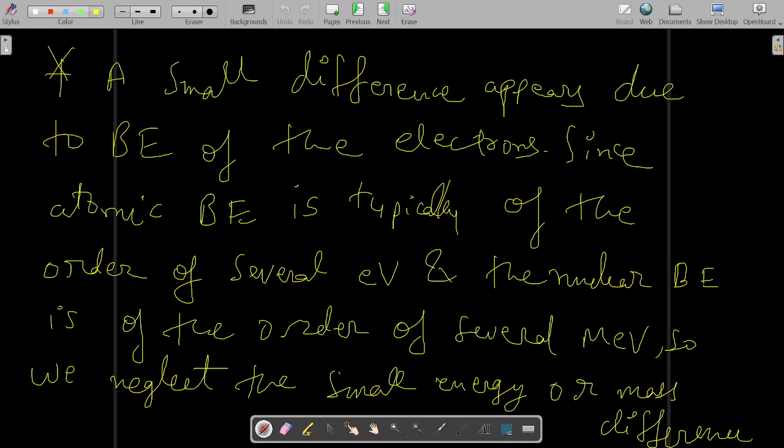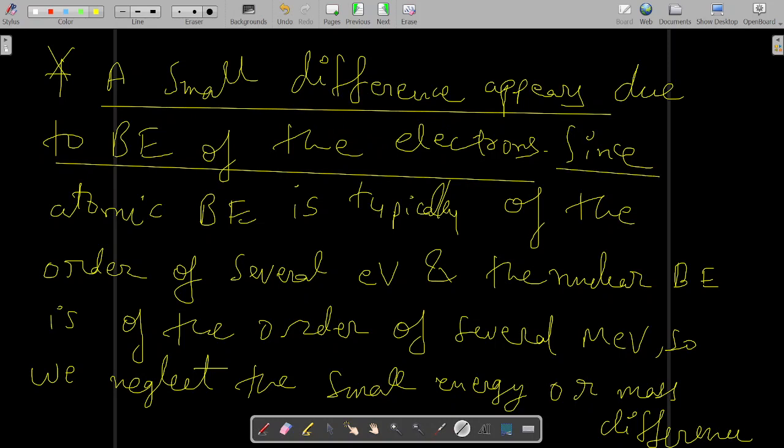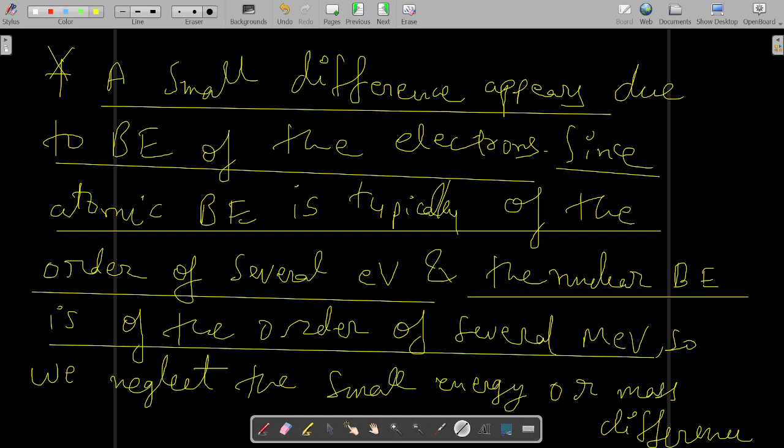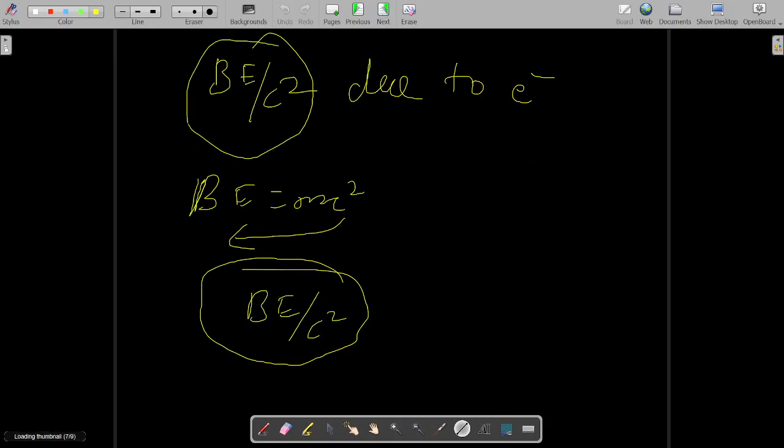So a small energy difference appears due to the binding energy of electrons also, since atomic binding energy is typically of the order of several electron volts, as I have told you just now, and the nuclear binding energy is of the order of mega electron volts. So this is electron volt and this is of the order of 10 to the power 6 electron volt. Mega electron volt means 10 to the power 6 electron volt. So we neglect the small binding energy mass difference which it creates. Some of the mass is also lost during the formation of a neutral atom.